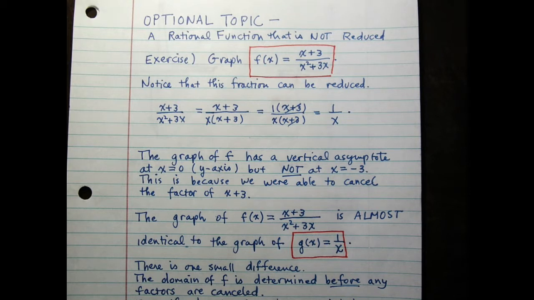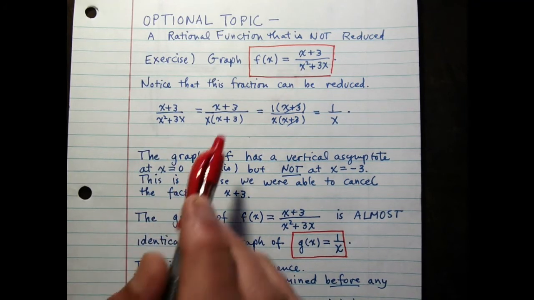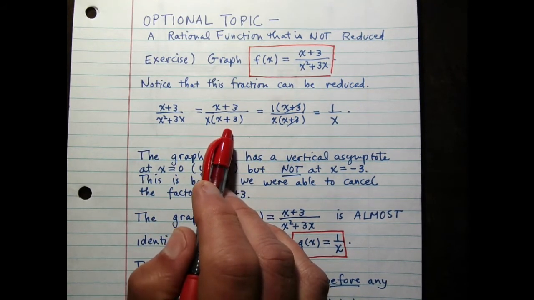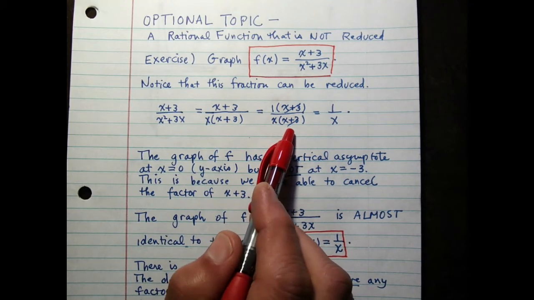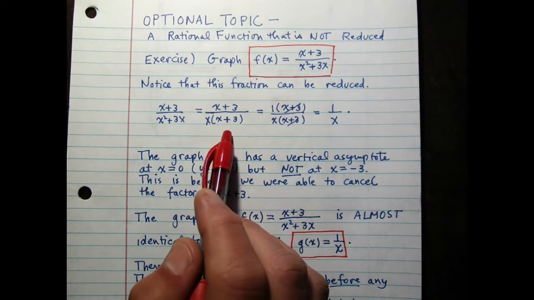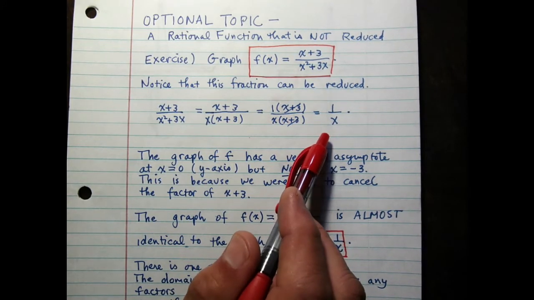So here's the exercise. Suppose we want to graph f of x equals x plus 3 over x squared plus 3x. So that's a fractional form that is not reduced. If you look at the line below, x plus 3 over x squared plus 3x, I can factor the denominator, I can factor out an x, and I can cancel a factor of x plus 3 above and below. And in algebra, you're used to reducing this and saying it reduces to 1 over x.